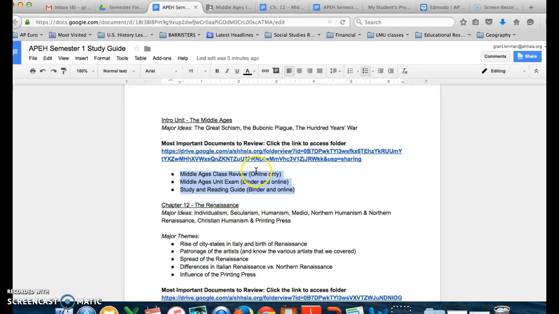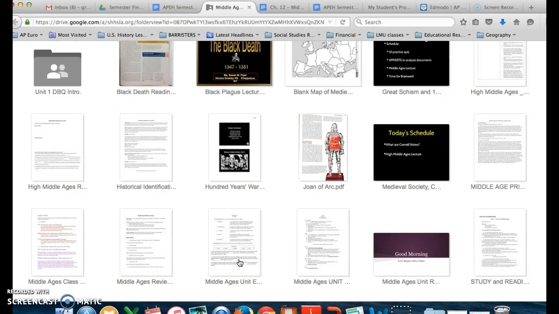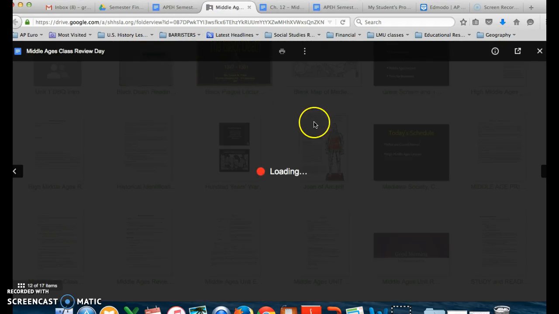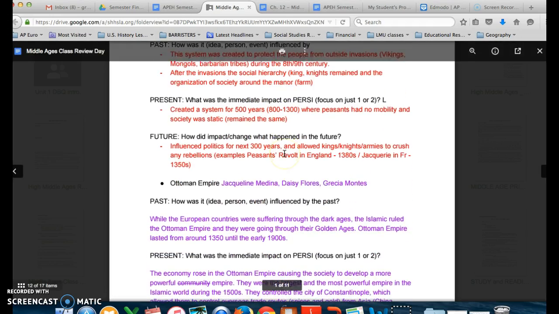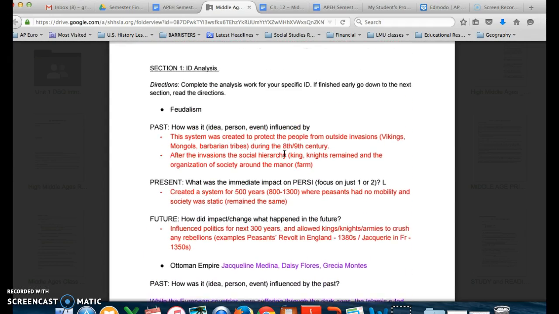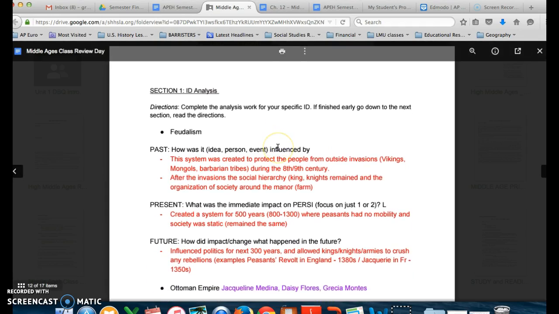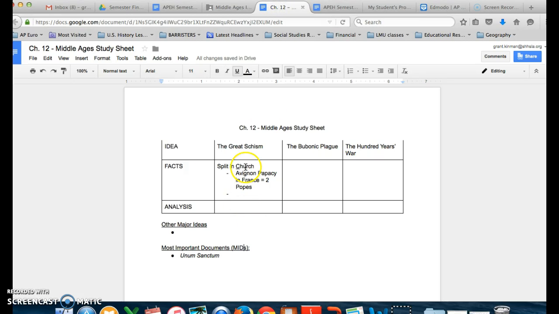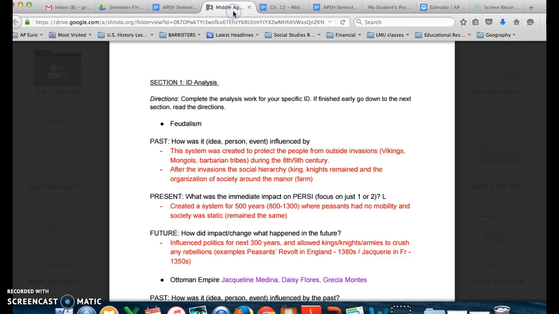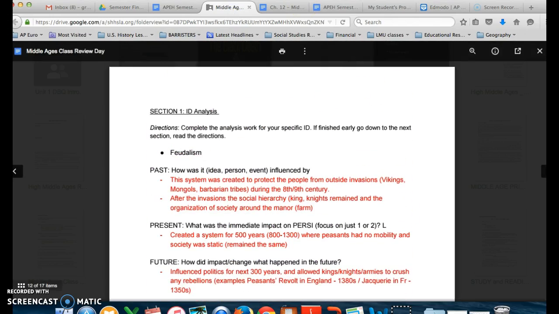And then I've highlighted a few documents that are most important. So the Middle Ages class review, I'm going to open up that document and use that as an example of how I'd use it to study. So here's our Middle Ages class review. I'm going to start looking through this, and I'm going to see things that I think, oh yeah, we studied that. And that's not a part of what I'm going to have you do here. Let me show you that.